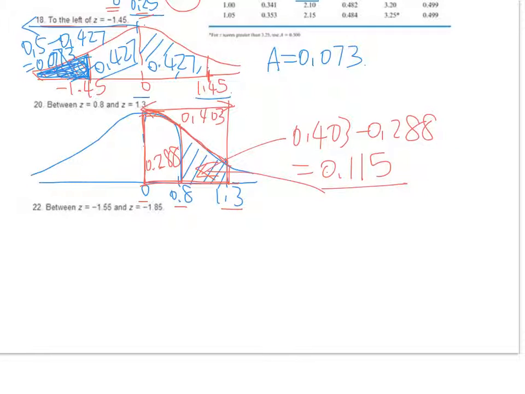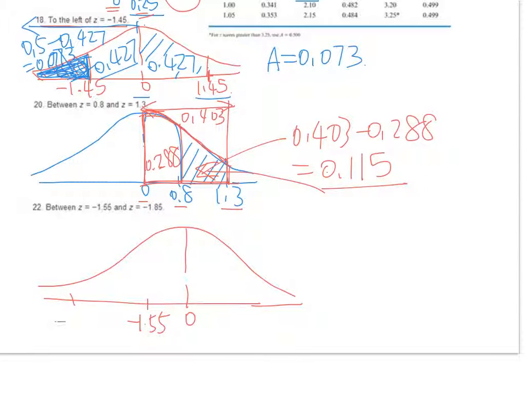Okay, next one, let's look at this one. This asks you to find the area between two z-scores, and they are both negative z-scores. It's actually quite similar to what we just did. If I mark negative 1.55 here, negative 1.85 must be there. It really doesn't matter where you locate them as long as you put them on the correct side. I know scale-wise this is not quite right, look-wise it doesn't look quite right, but the relation of the position of one number to the other is right.